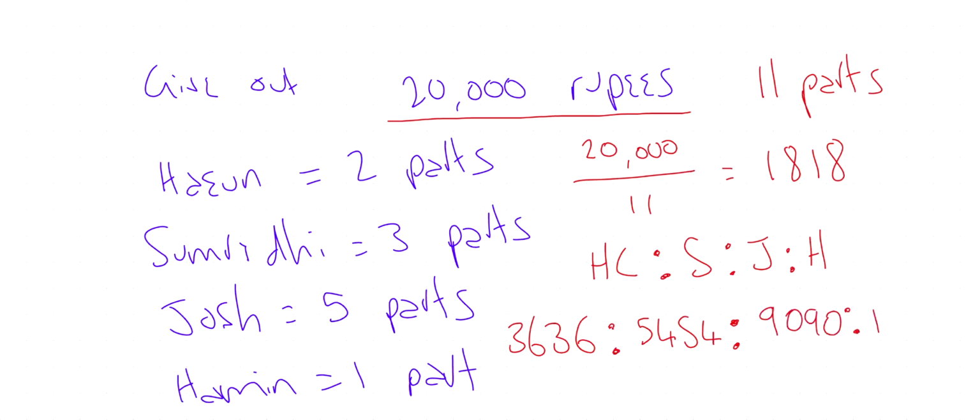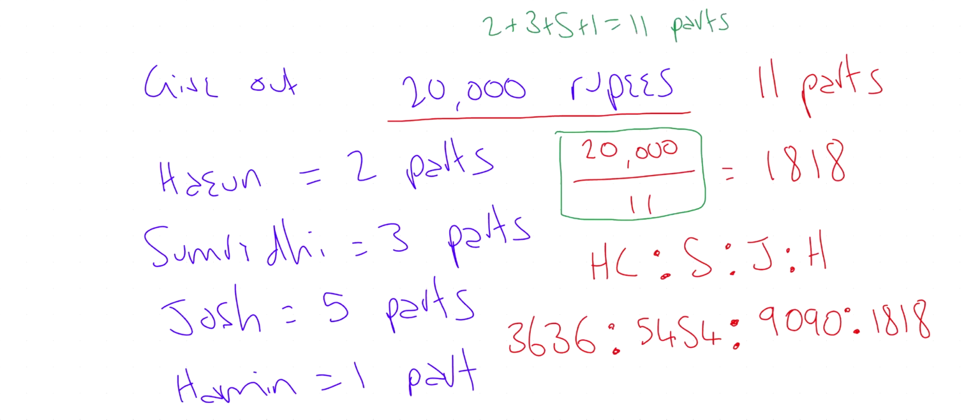And Hamin gets 1818. So you see what we've done. This is the important part. When you're splitting something into multiple parts, you need to add up all the parts. So 2 plus 3 plus 5 plus 1 is 11. And there are 11 parts altogether. So I divide it into 11, and this gives me 1 part. So once I've got 1 part, I can distribute that for however many parts each person gets. Make sense? All right, that'll do.